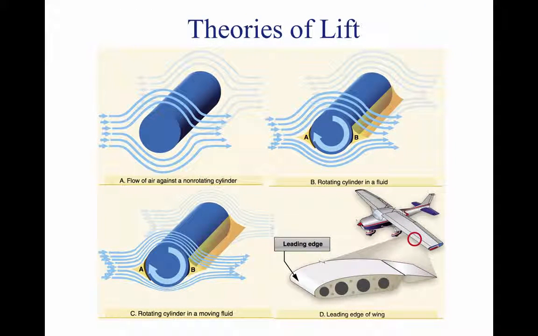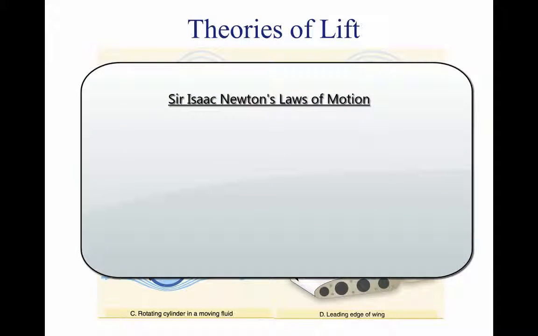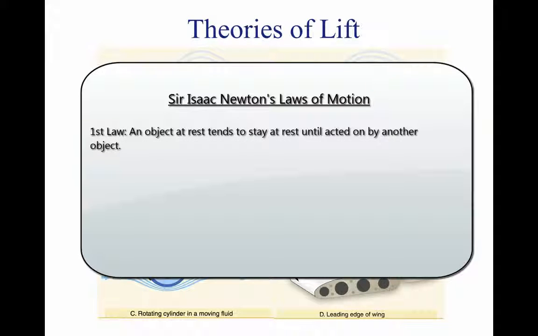There are three basic theories that allow us to explain how airplanes fly, the first being Newton's laws of motion. Sir Isaac Newton developed three basic laws of motion that describe how objects interact with each other. The first law states that objects at rest tend to stay at rest until acted on by another object. So, an airplane sitting on the ground needs some force, propeller, jet engine, etc., to get it moving.